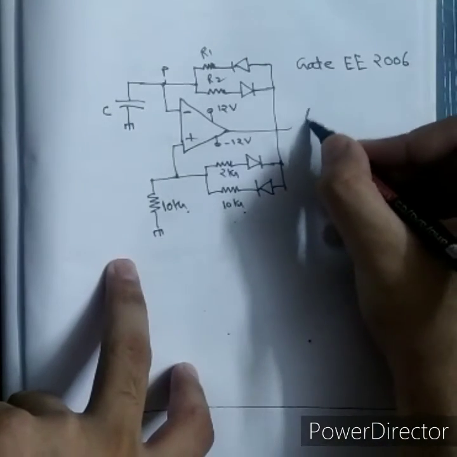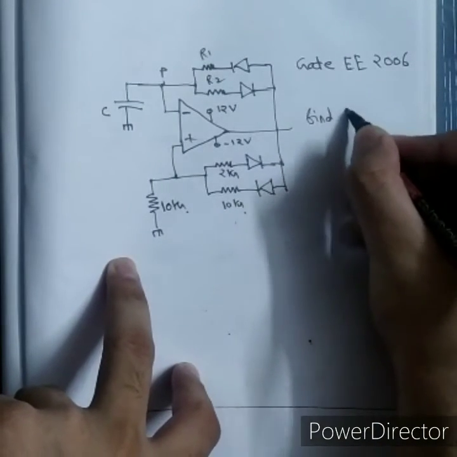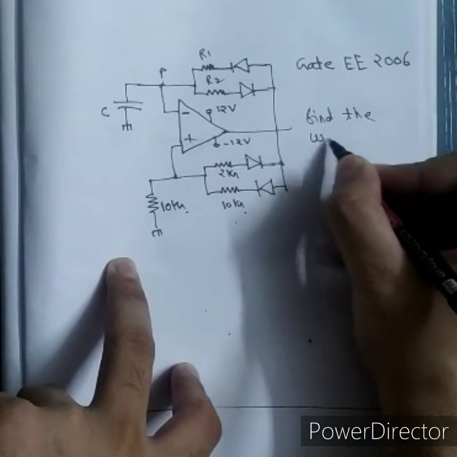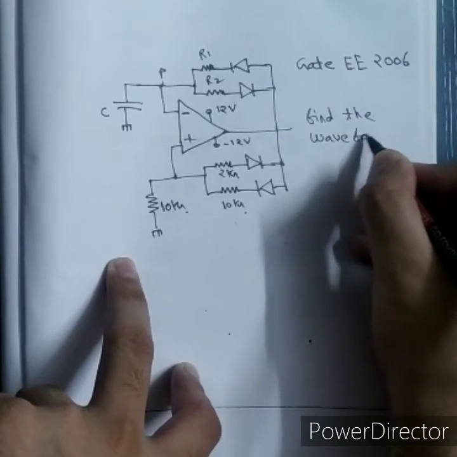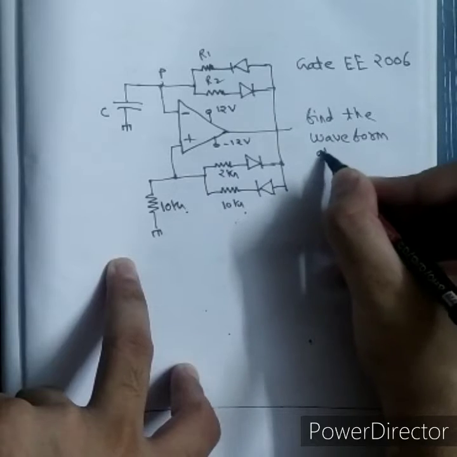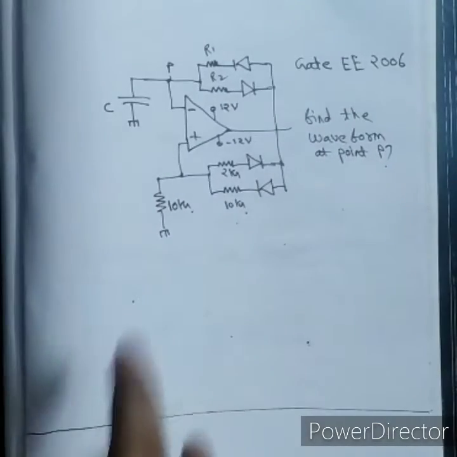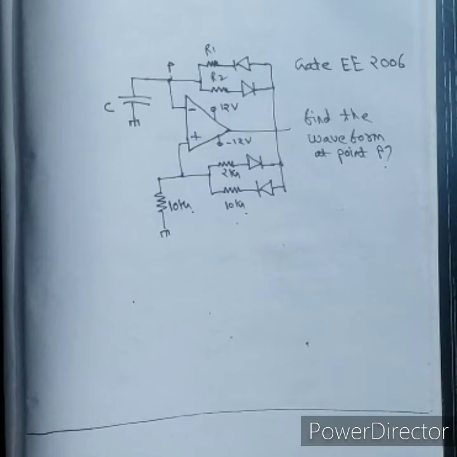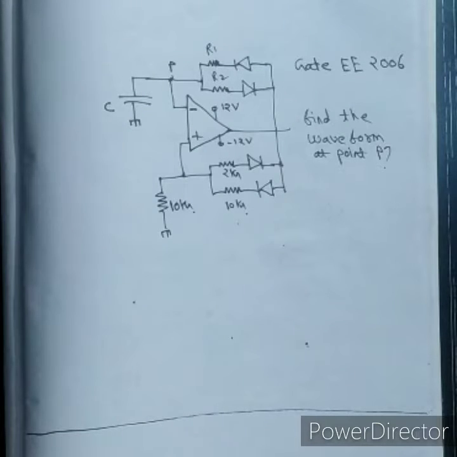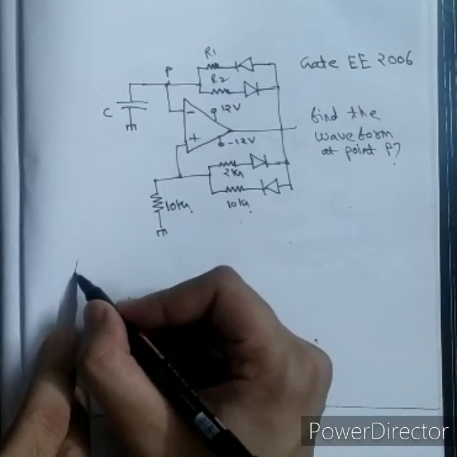So the question is: find the waveform at point P. So we have to find the waveform at point P. As this is an oscillator, it is working in positive feedback. So let's start and see how to solve this question. Okay, so answer.